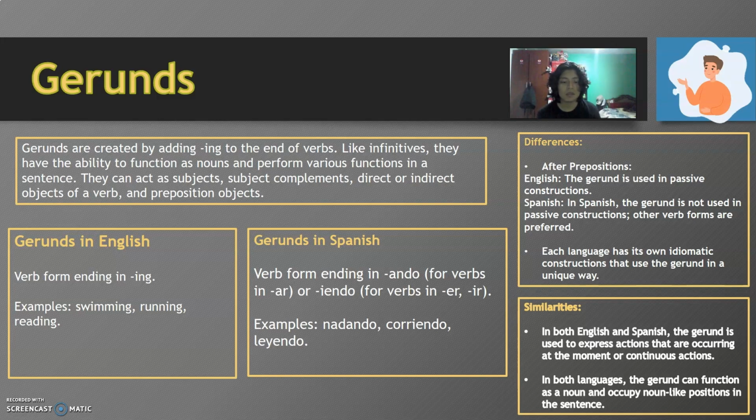Okay, and the similarities are that in both English and Spanish, the gerund is used to express actions that are occurring at the moment or continued actions, and in both languages, the gerund can function as a noun and occupy noun-like positions in the sentence. Okay, and continue.